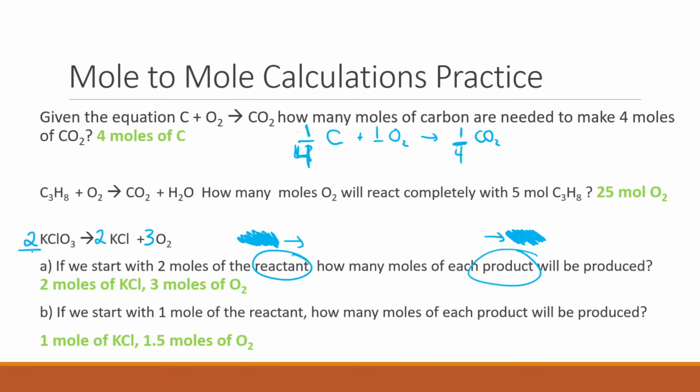So if we start with a 2 here, what goes under each of these? Right, these are the same, so we should end up with the same denominators here. Right, 2 over 2 moles of KCl, 3 over 3 moles of O2. And we get the same question, but now it's a 1. Right, if we start with 1 mole of the reactant, here I cut in half, right? 2 became 1, so that's half of what it was. So these should all be half of what they were. So a 1 and a 1.5.